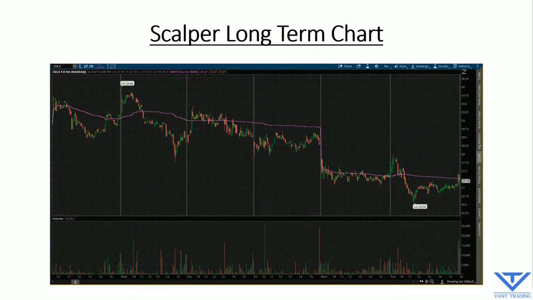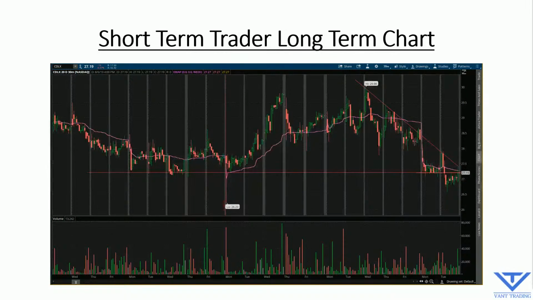Now, this is the long-term chart, zoomed out for a scalper. What if you're a short-term trader? All right, looks pretty weak. We've got some nice little descending tops there, and we're sitting at the lows. A short-term trader might be looking at this and saying, this actually might be a nice little breakout on the downside. What about if you're a swing trader?